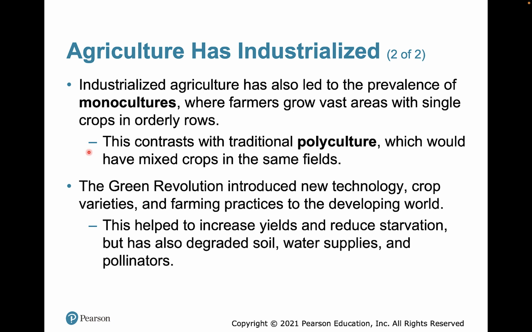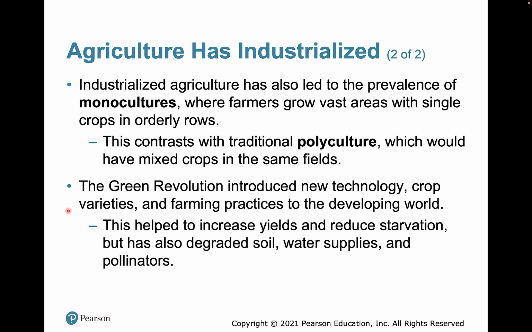Traditional agriculture grows what's called polyculture. You have mixed crops in the same fields. You may have a row of corn and a row of beans, or a couple rows of corn and a couple rows of beans, but it's all in the same field. It's not vast acres upon acres of the same thing.